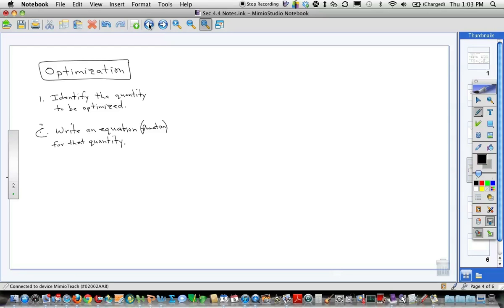All right, so in the snowmobiler problem, we would say, okay, we're trying to minimize the time, so I need to write a time equation. I would call it T of X. You can call it F of X if you want, but a lot of times you use the letter that's involved. So that's your goal, your objective, to write an equation for the time.